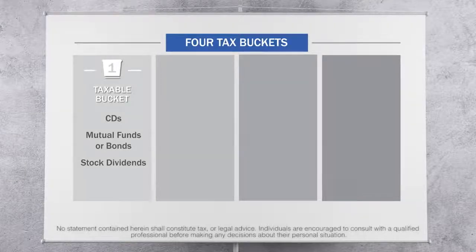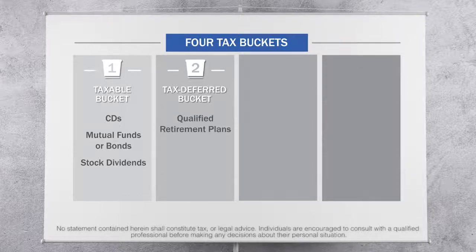The second bucket is your tax-deferred bucket. Generally speaking, there are 3 primary vehicles that fall in the tax-deferred bucket. Qualified retirement plans, that's your 401k, 403bs, 457s, IRAs, and non-qualified annuities also fall into this bucket, as well as savings bonds. Those are all tax-deferred, so those are in that bucket.